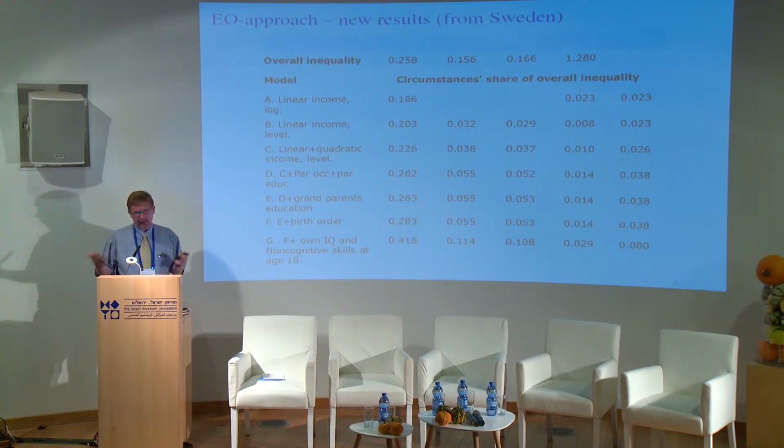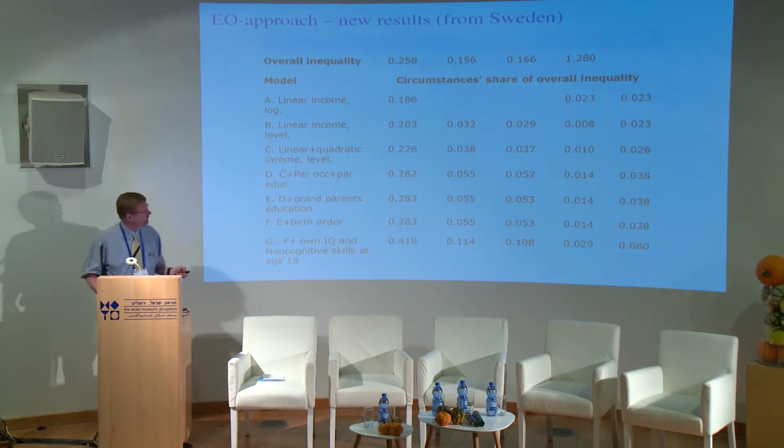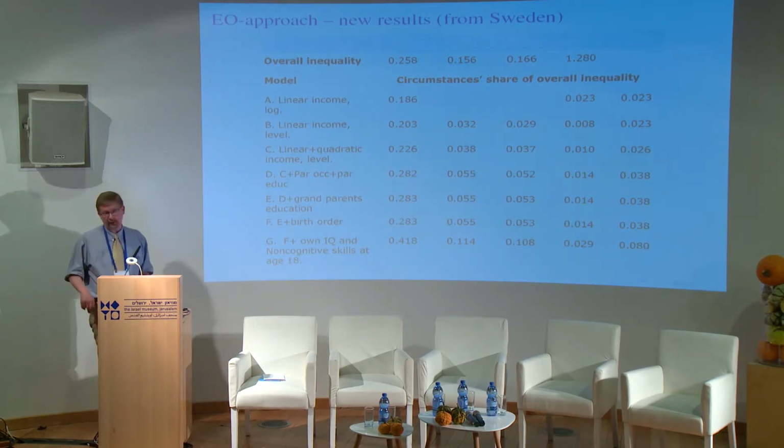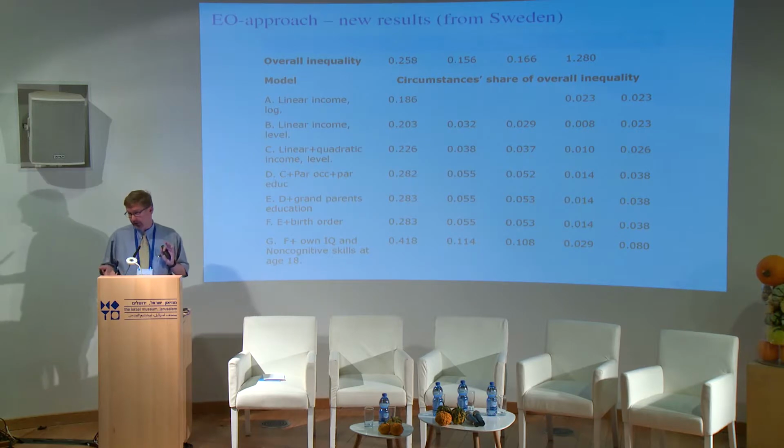Neither do we get any action from including birth order, which many people think is really important. But then including your own IQ and non-cognitive skills as measured by the armed forces tests at age 18, we get up to 2/5 of the Gini coefficient.